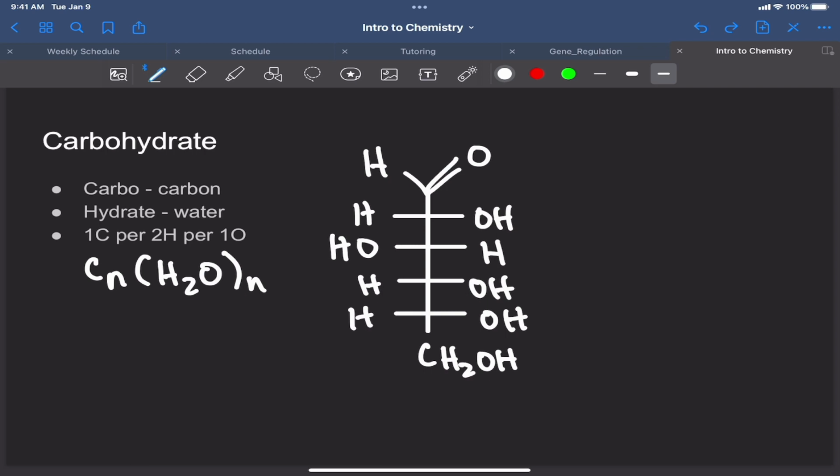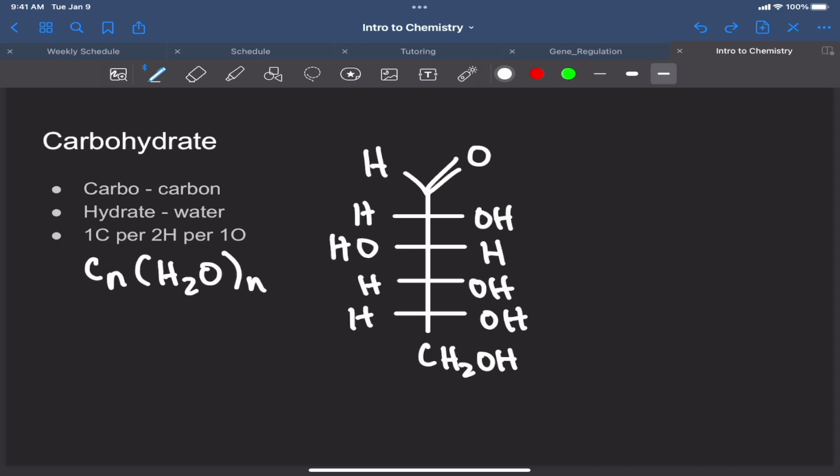So for every one carbon, well, for the carbons we're looking at to determine it's a carbohydrate, it'll have 2 H's and 1 O. In the overall structure, you'll have 1 carbon per 2 hydrogens per 1 O. So resulting in the formula CnH2nOn.